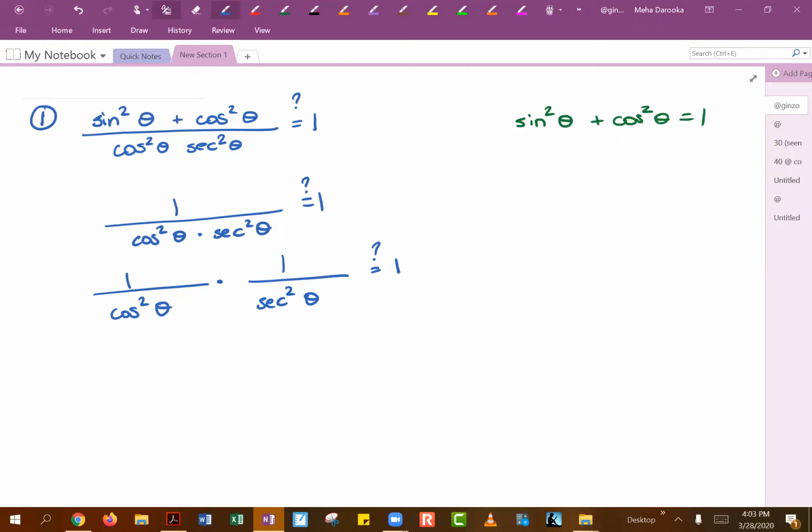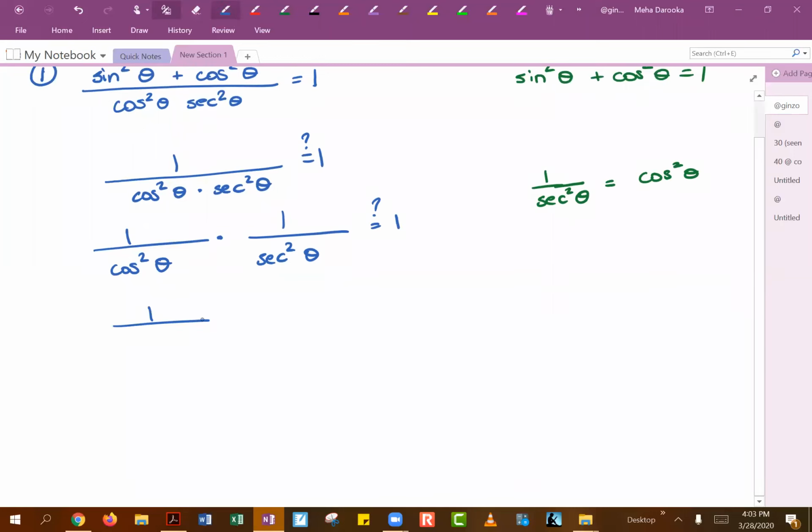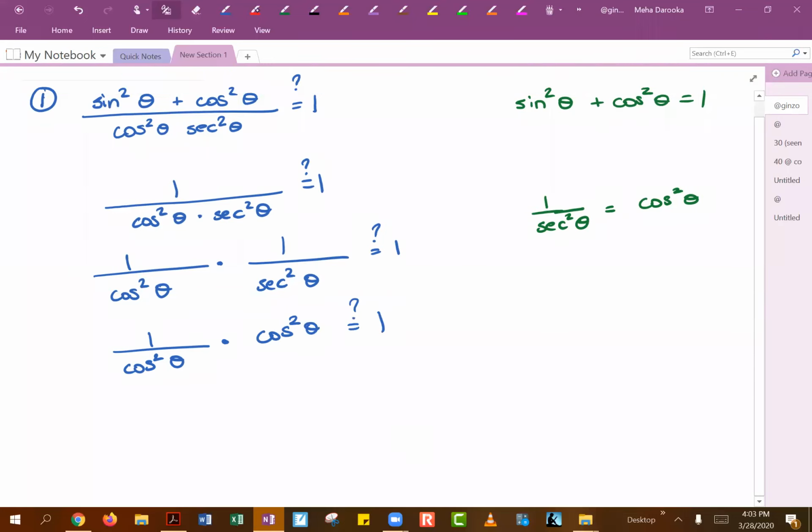So if you think about this, your 1 over secant square of theta is the reciprocal identity for cosine square of theta, right? So I'm actually going to rewrite my second fraction. I'm going to keep the first one as it is, so leave that as 1 over cosine squared of theta. And then rewrite my second one by using this reciprocal identity here, and rewrite this guy as cosine square of theta. And again, we're trying to verify if this is equal to 1.